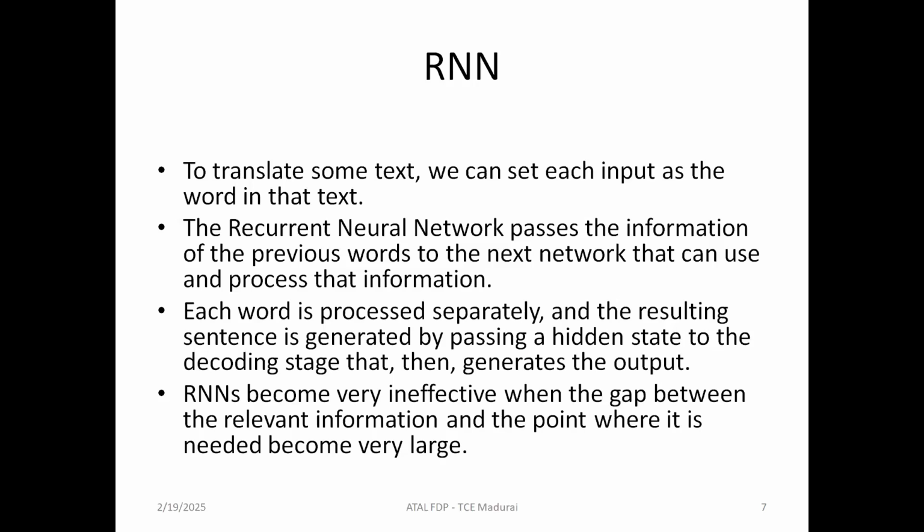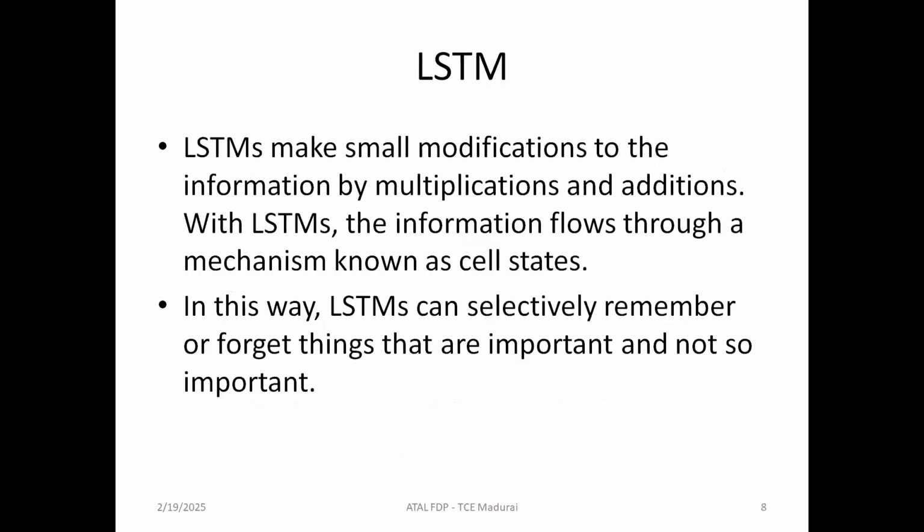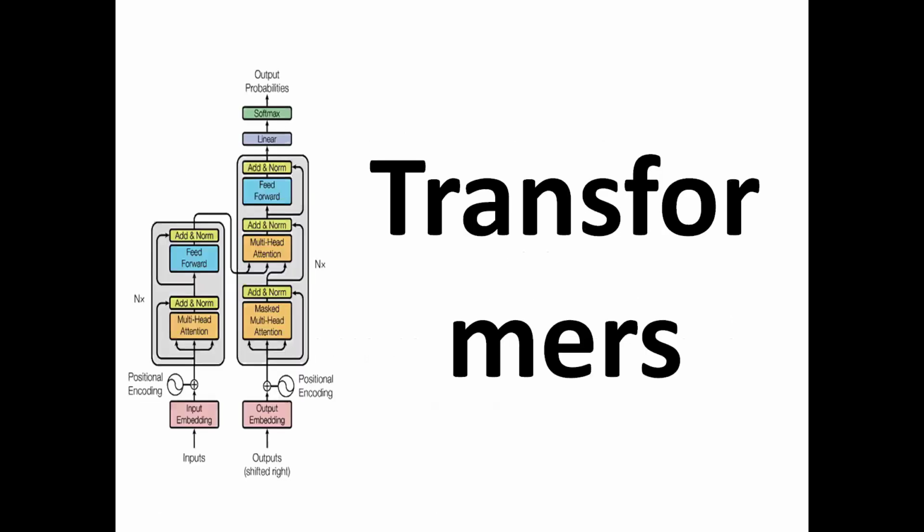So RNN became very ineffective, because the gap between the relevant information and the point where it is needed became very large. That is why I told you that vanilla RNN is not in use. Then we came to the evolution of LSTM. By doing some small modifications with additions and multiplications, we can generate a huge information flow. In this way, the LSTM can selectively remember or forget things that are very important. So that is why LSTM is also outdated. Then we started working on transformers.